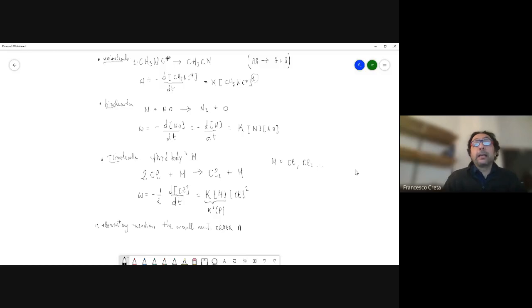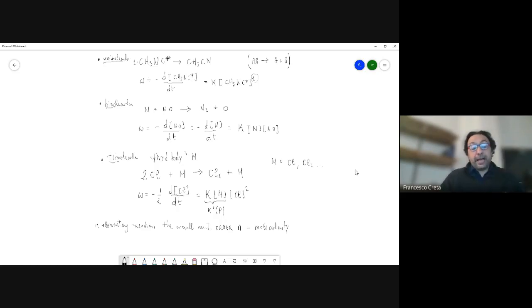n, remember, is the sum of all the exponents. So in this case it would be 3, in this case it would be 2, and in this case it would be 1, is actually equal to the molecularity: the number of molecules involved in the collision, in the actual reaction.